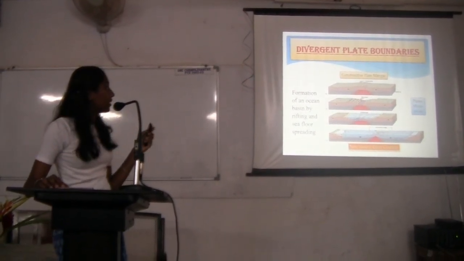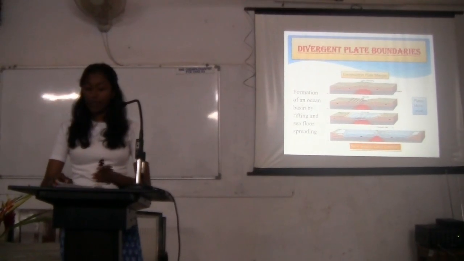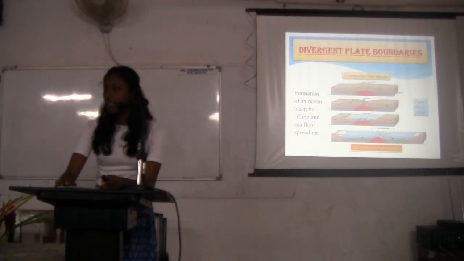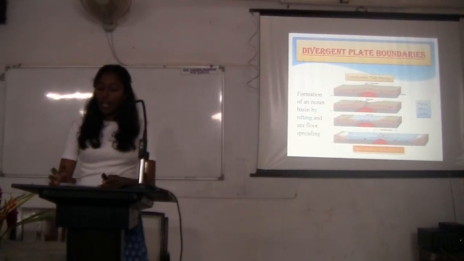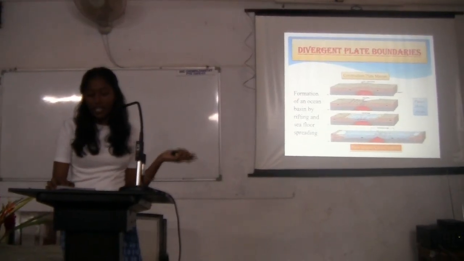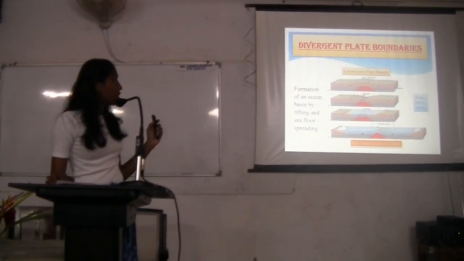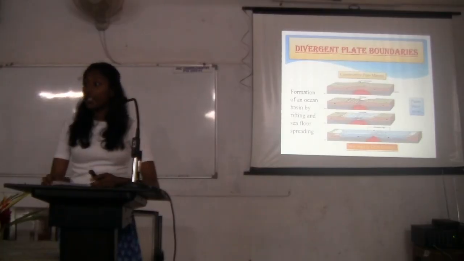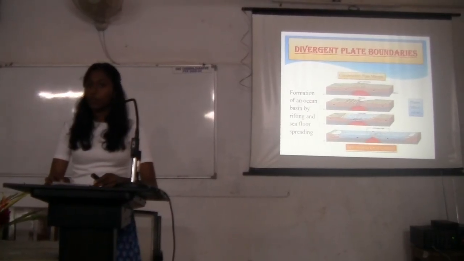When an ocean plate and an ocean plate diverge, they form a mid-oceanic ridge. The East Africa Great Rift Valley is an example of this, and when oceanic and continental crust diverge, they form rift valleys.